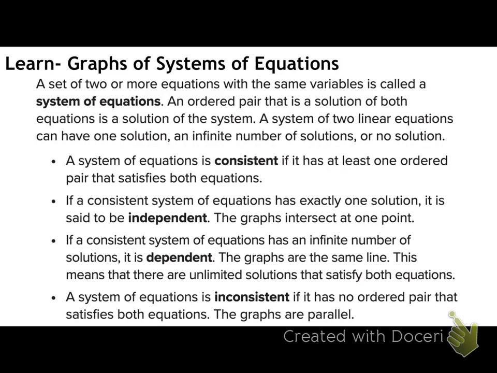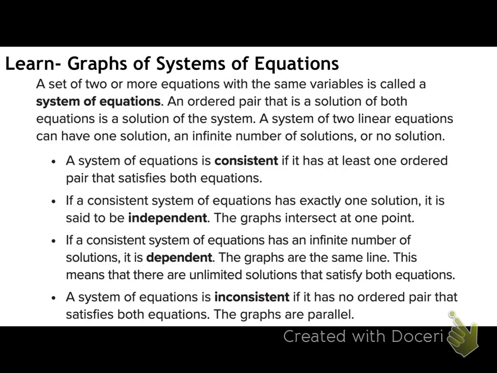So an ordered pair can be a solution to one equation, but not the other. That means that it's not a solution to my system as a whole. It's got to be a solution to both equations to be a solution for the whole system. A system of two linear equations can have one solution, an infinite number of solutions, or no solution. And we'll look at all of those. I would write these four bullet points down at least, if you're going to write anything down on this page.